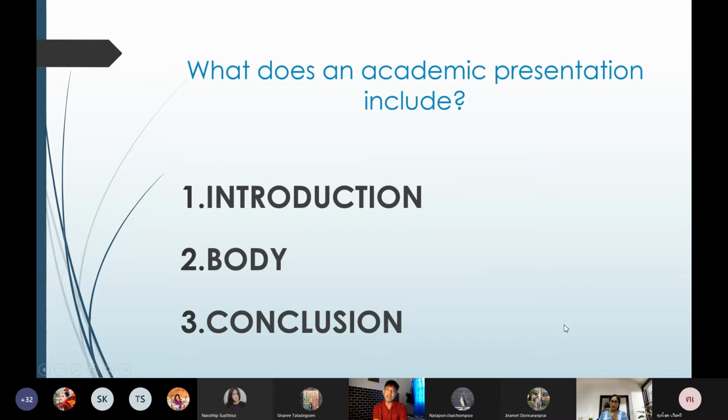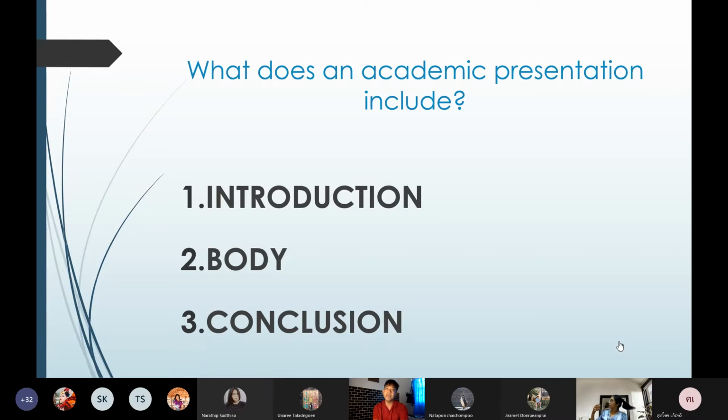Okay, so now let's move on to the next slide, please. What does an academic or a simple presentation include? It's very basic. I wouldn't say it's easy, but I think you're familiar. I think you have known, you have seen, you have experienced delivering a presentation, even a basic or simple presentation. So here you are, as you can see on the screen, 1, 2, and 3. It includes the introduction, the body, and the conclusion.